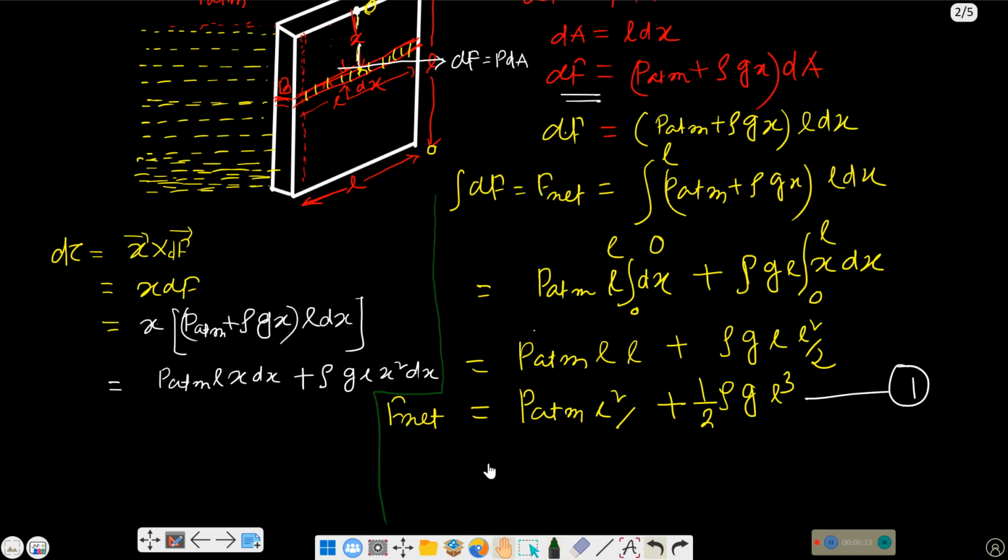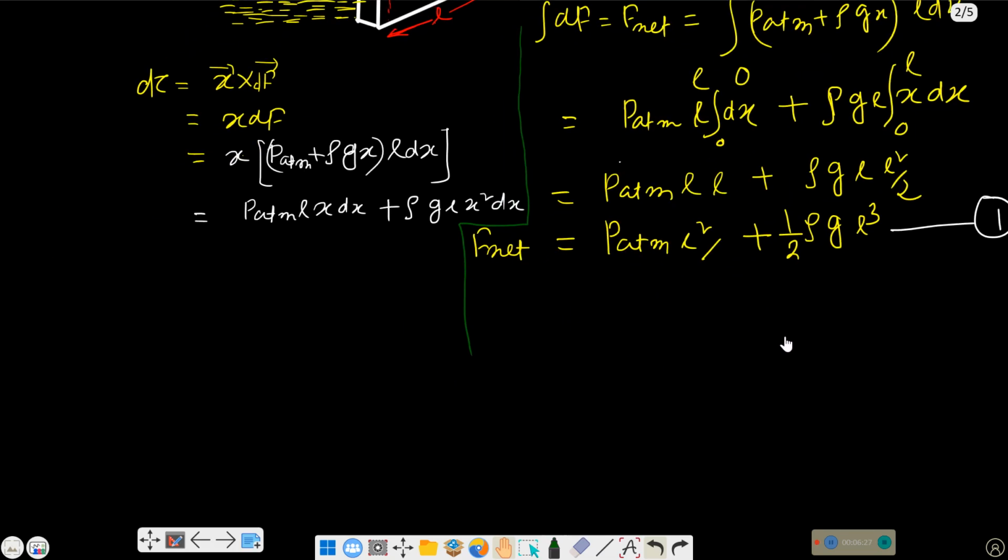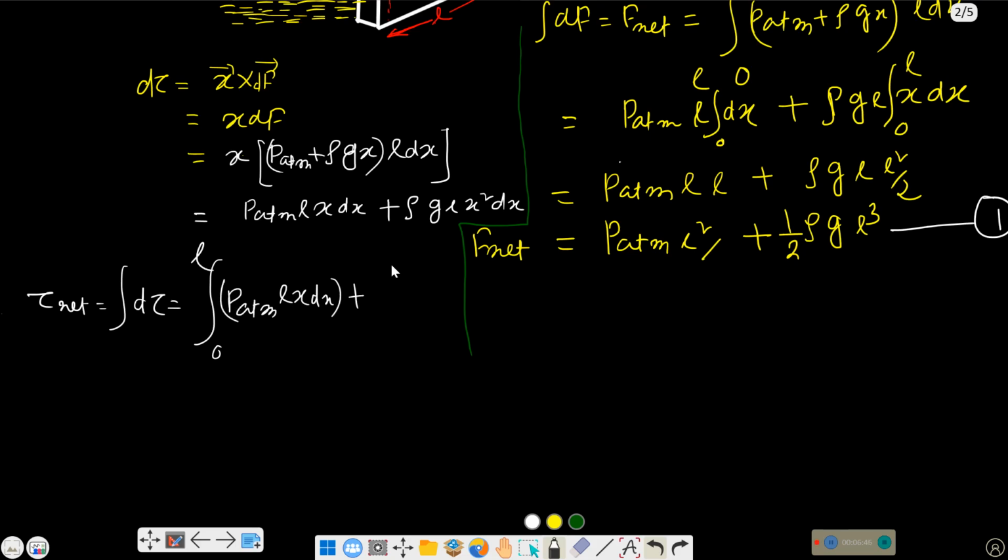Okay, now we will integrate this for the net torque. So tau net will be your integration of d tau, which is equal to integration from 0 to L, obviously, P atmosphere L x dx plus integration from 0 to L rho g L x square dx.